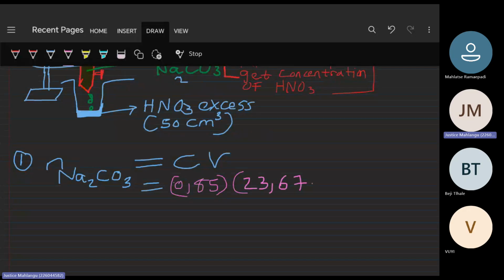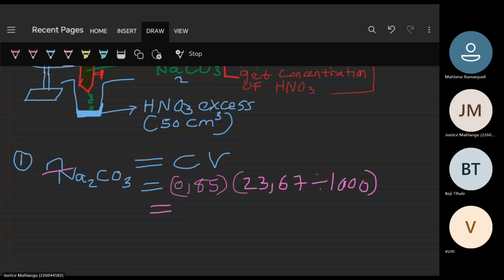So what do I do? I divide by 1,000. Remember, in grade 11. I divide it by what? By 1,000 to get to cubic decimeter. So what are the number of moles? I'm only looking for the number of moles of sodium carbonate. Okay, it's the standard solution.